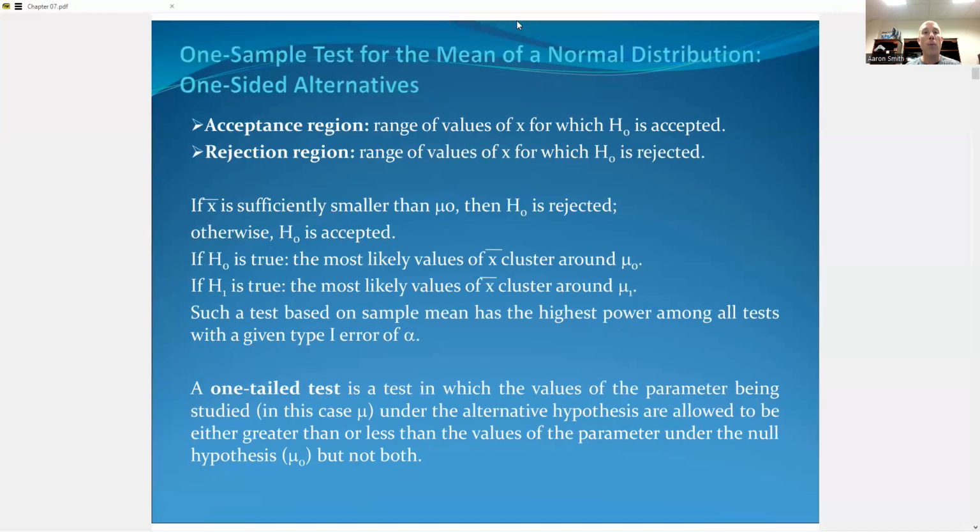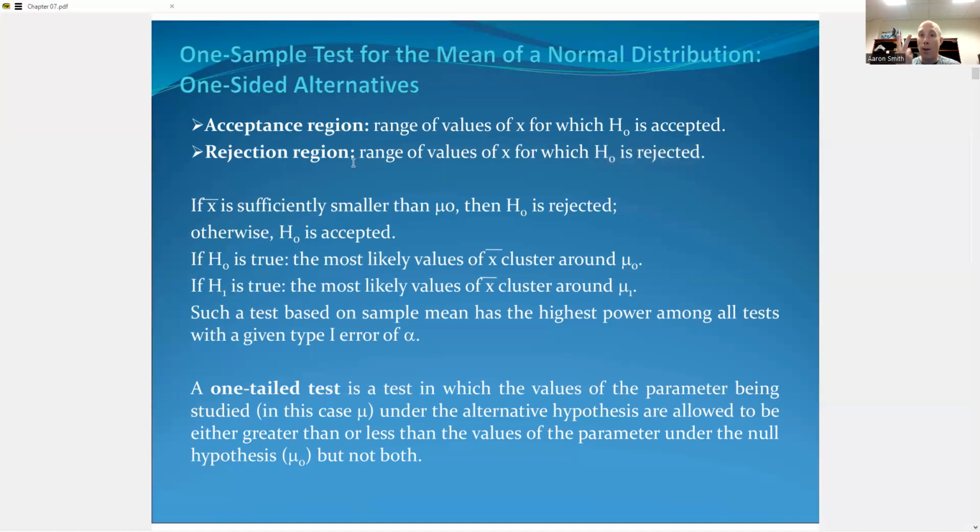All right, so one sample test for the mean of a normal distribution, one-sided alternatives. Here, I want to check to see if my hypothesis is that mu, the population average, is greater than a particular value or less than a particular value. The acceptance region is the range of values of x for which the null hypothesis is accepted or failed to reject. The rejection region is the range of values of x for which the null hypothesis is rejected.